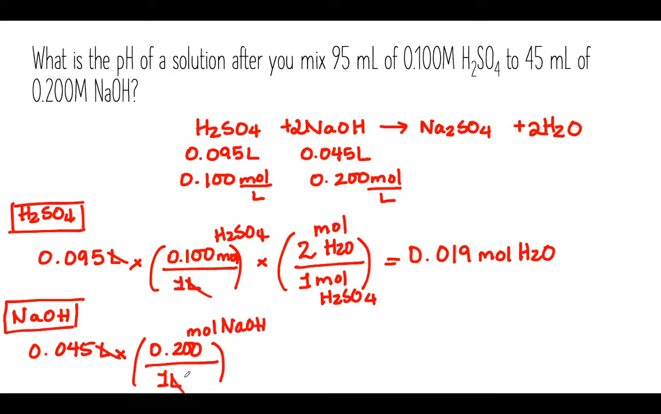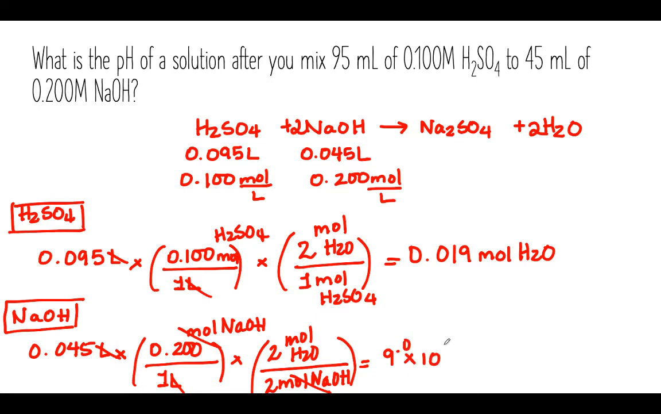So now I've found out the moles of NaOH. Now I'm going to use my moles of NaOH to moles of H2O ratio. So for every 2 moles of NaOH, there are 2 moles of H2O produced, right? So in this situation, I can figure out the moles of H2O produced from my NaOH. And typing that into a calculator, I'm going to get 9.0 times 10 to the power of negative 3 moles of H2O.